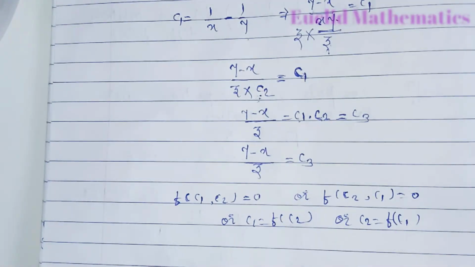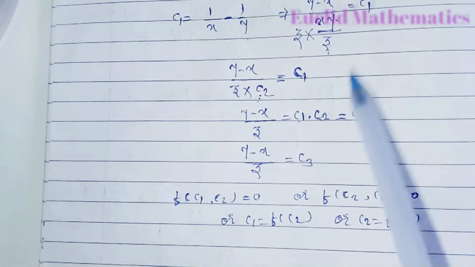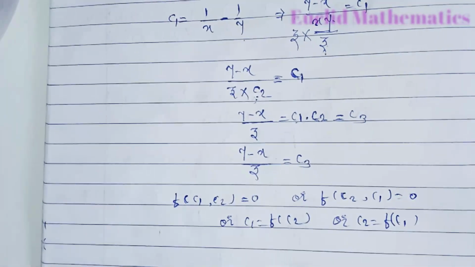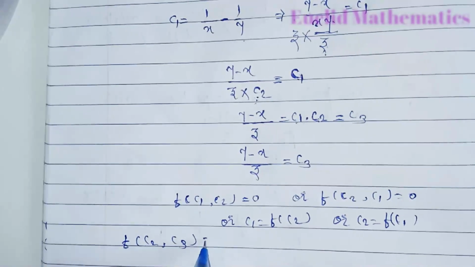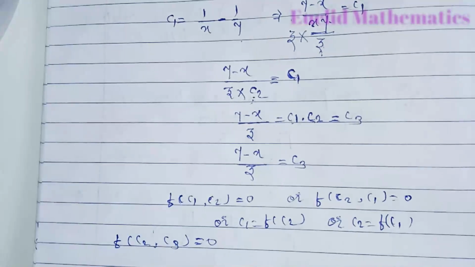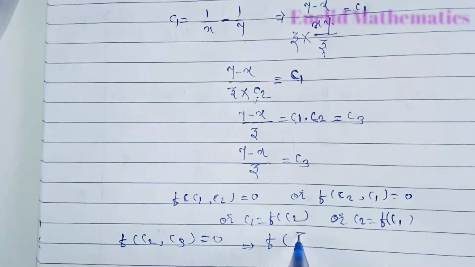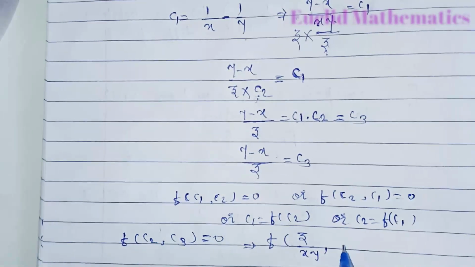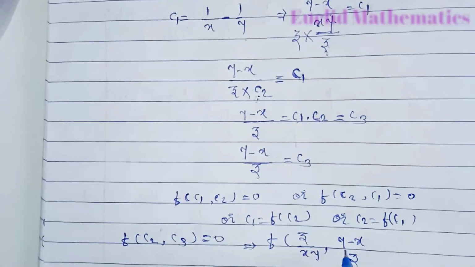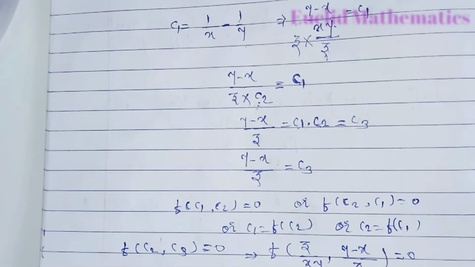Now here we know that c2 is z by xy, and c3 is (x minus y) by z. Now write f of c2, c3 equal to 0. F of c2, c3 means f of z by xy and (y minus x) by z, which is equal to 0. So I got the first value: z upon xy into (y minus x) by z is equal to 0.